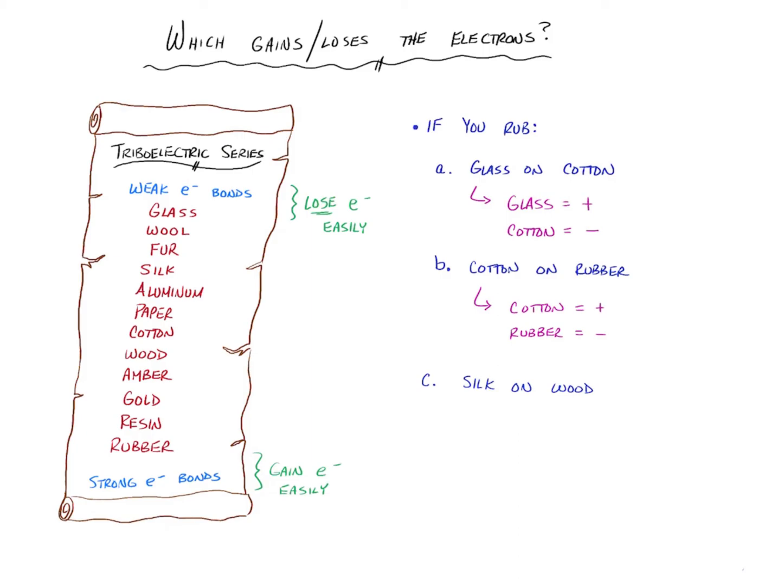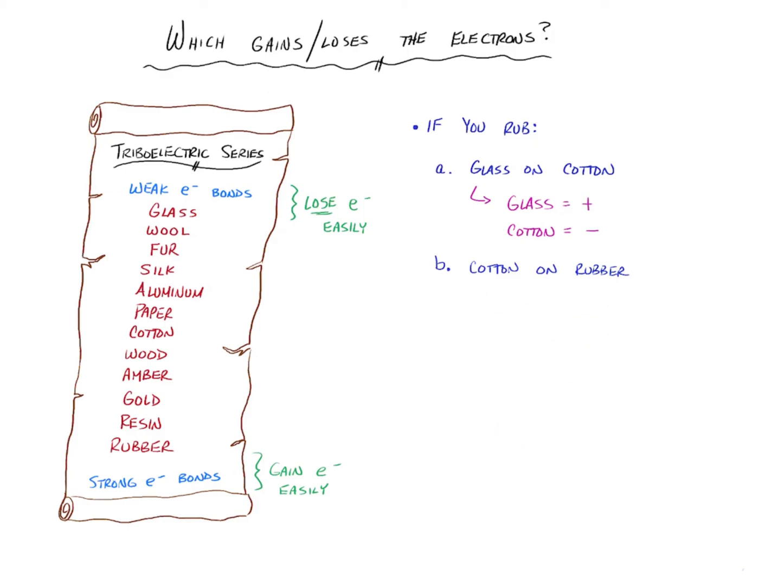So if we're looking at silk on wood, silk is higher up on the list than wood is. That means that silk is going to form weaker bonds than wood is, so silk is going to lose its electrons to wood. If the silk loses its electrons to wood, it becomes positive, and if the wood is gaining those electrons from the silk, it's going to become more negative.